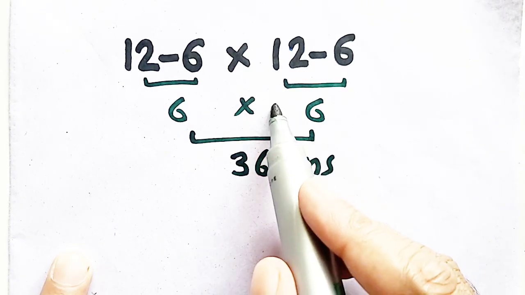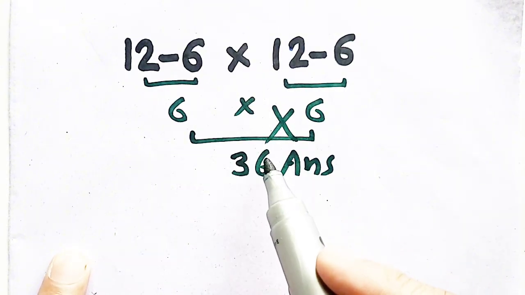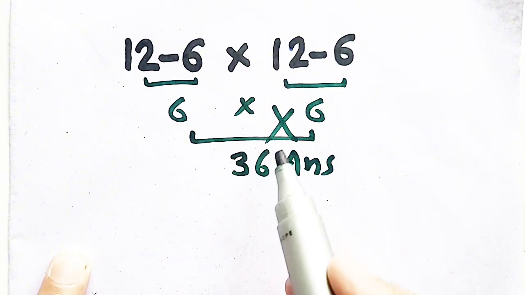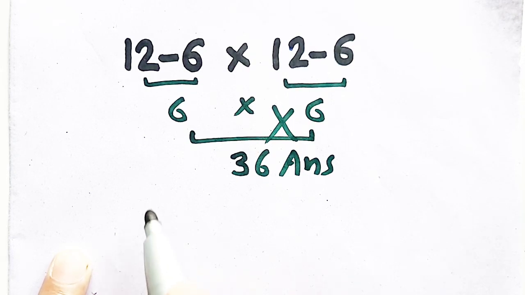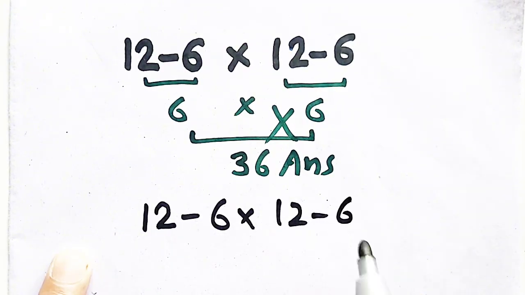But remember that it is incorrect because we have not followed any order of operations, like DMAS or BODMAS or PEMDAS. So we have to solve it again and calculate the value again. The question is 12 minus 6 times 12 minus 6.